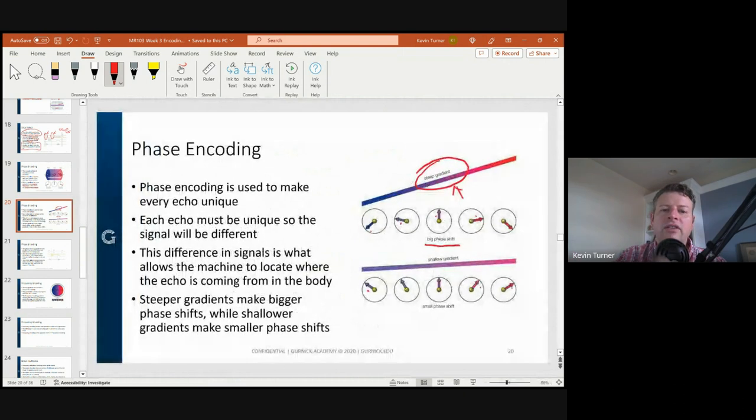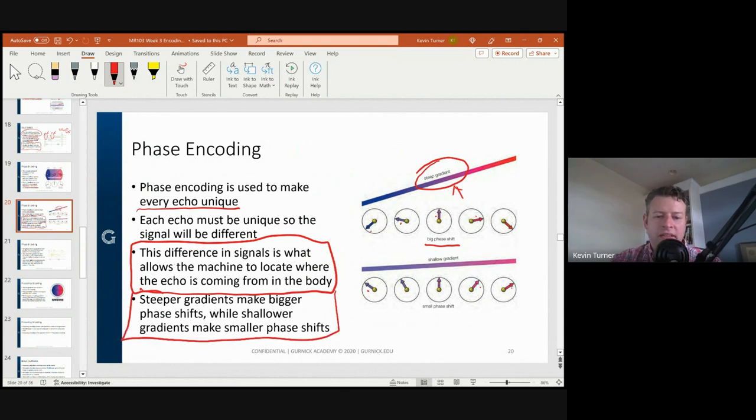Now, phase encoding is used to make every echo unique. Each echo must be unique so that the signal will be different, so we know where it's coming from. The difference in signals is what allows the machine to locate where the echo is coming from in the body. Steeper gradients make bigger phase shifts, while shallower gradients make smaller phase shifts.